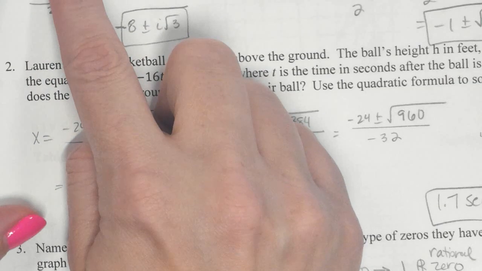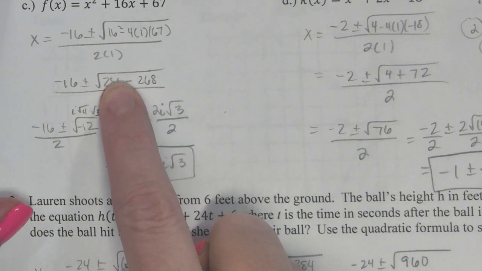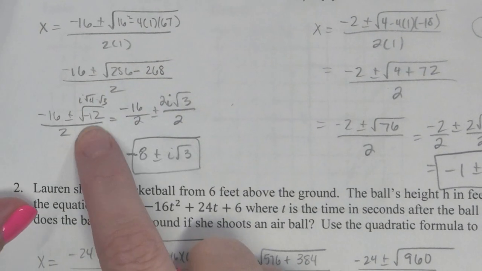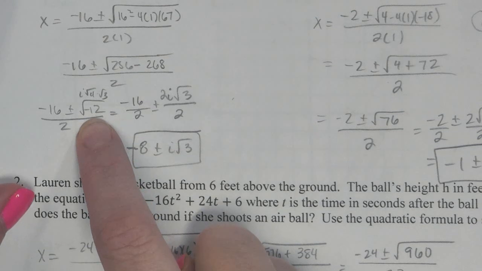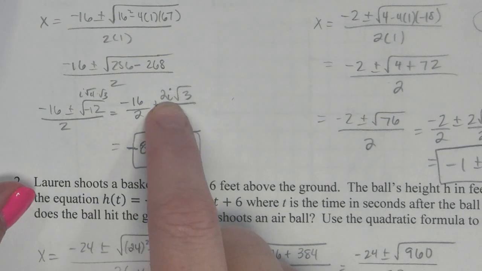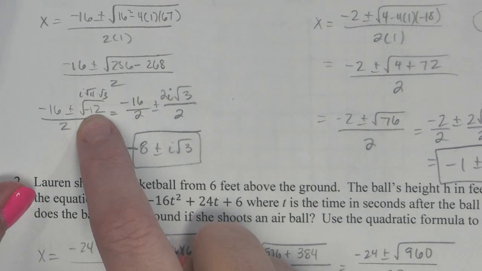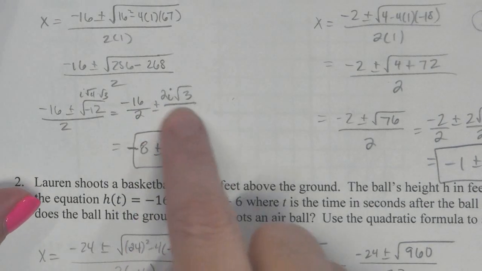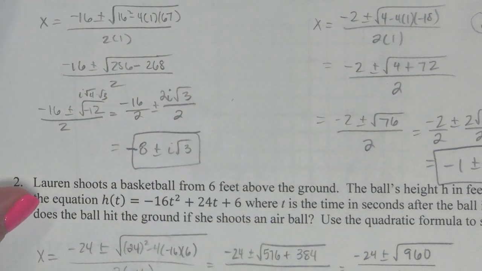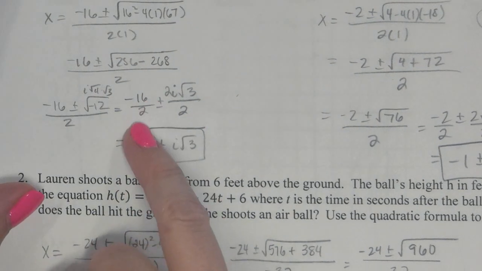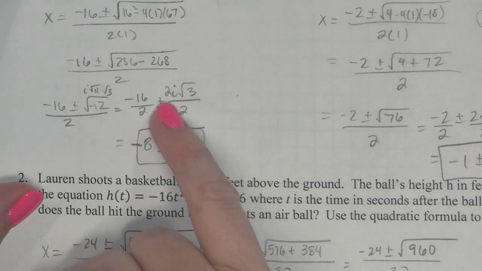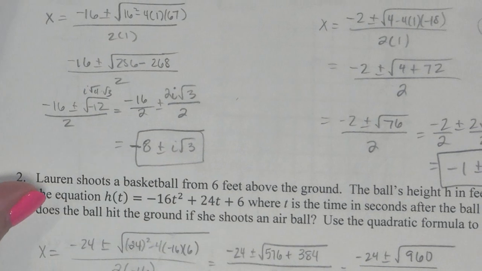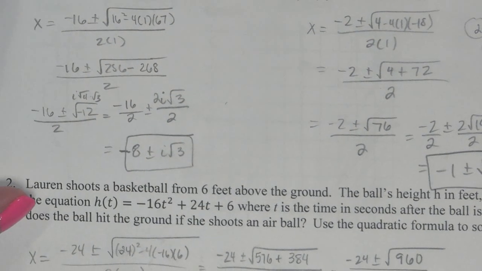All right, now for C, 16 squared is 256. Negative 4 times 67 is negative 268. When you subtract, you get negative 12. So again, if there's a negative, what has to come into play? i. And then 12 has a perfect square in it. It's 4. So when you take the square root of 4, you have 2. Remember, we've been practicing a lot dividing each of these by 2. So negative 16 divided by 2 is negative 8. 2 divided by 2 is just what? 1. Okay, so it's i root 3. So negative 8 plus or minus i root 3.